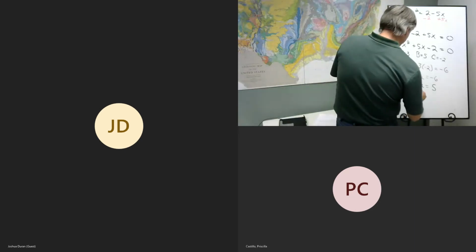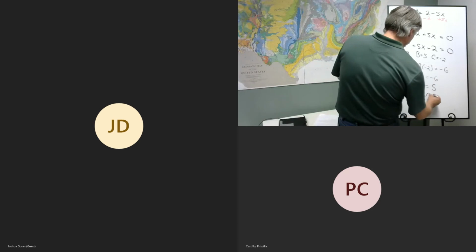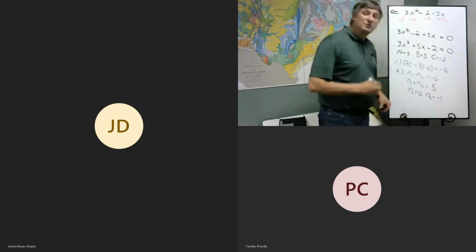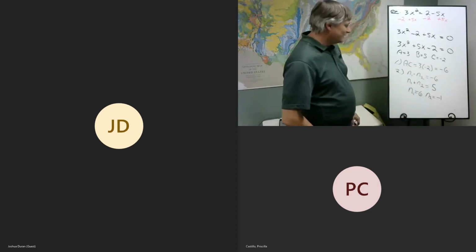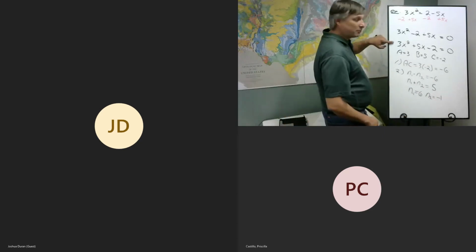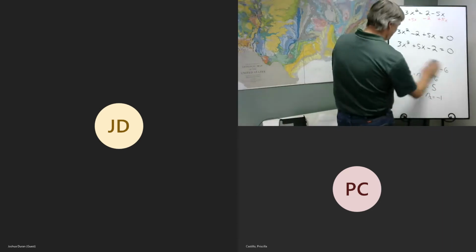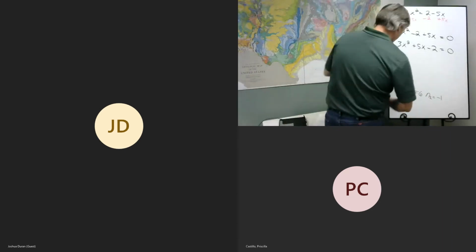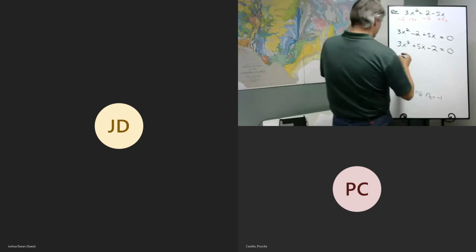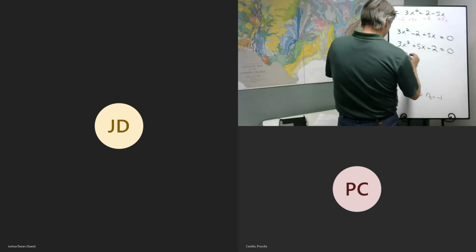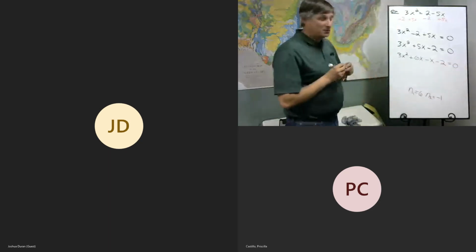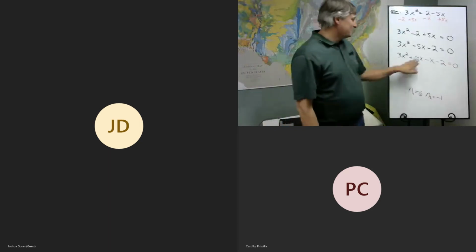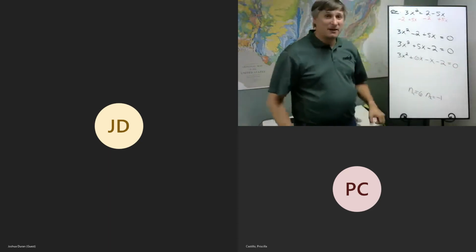So let n1 be 6, and n2 be -1. So what we'll do is we'll rewrite this as plus 6x minus x minus 2 is equal to 0. And again, 6x minus x will give you that 5x.